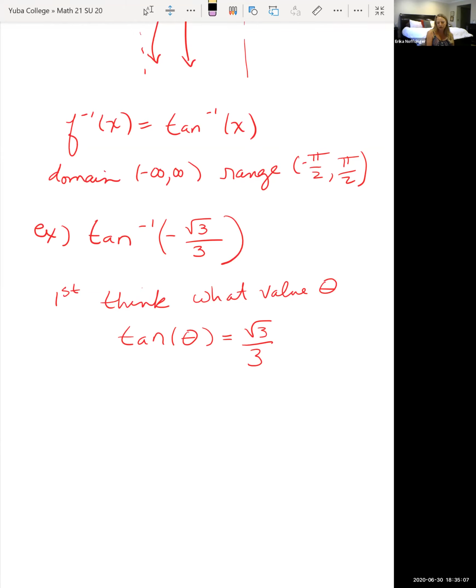So what value do we need to think now gives us back negative √3/3? It has to be between negative π/2 and π/2. Well, positive π/6 is positive √3/3. Then if we go clockwise down in the fourth quadrant, that would give us a negative. And so tangent inverse of negative √3/3 would have to equal negative π/6.